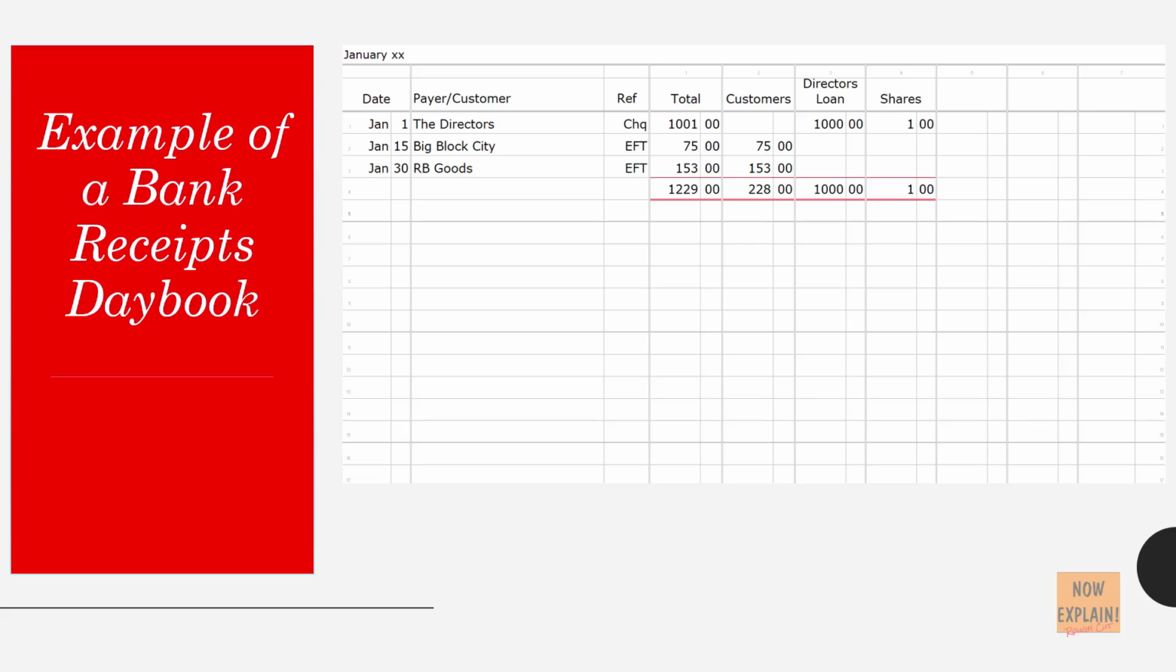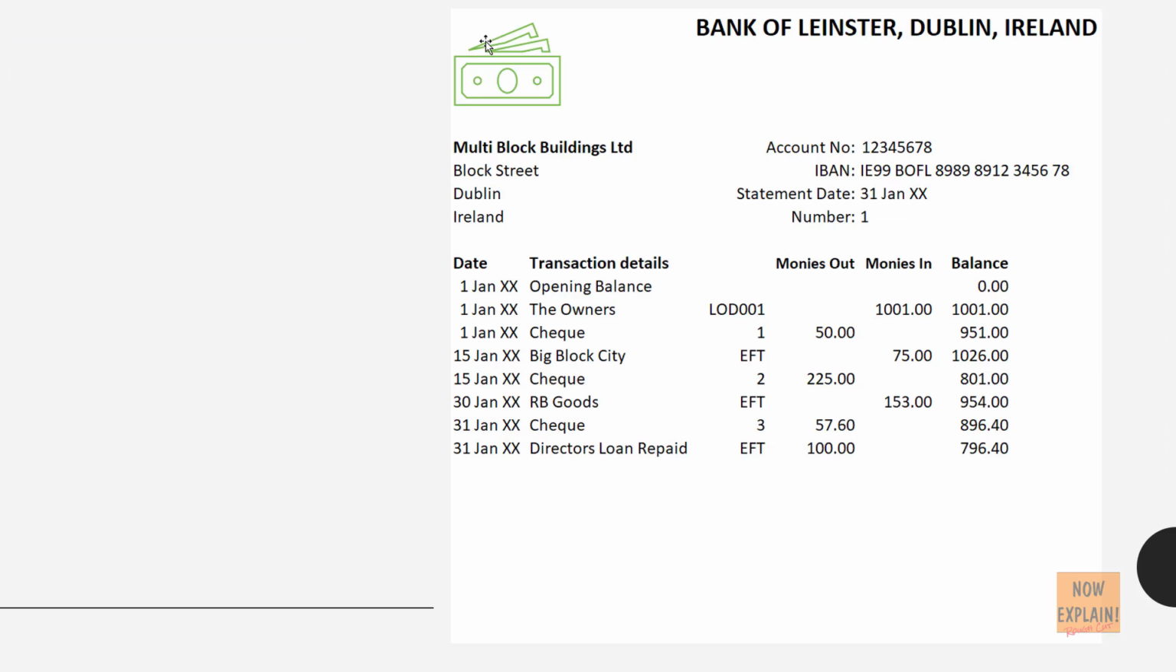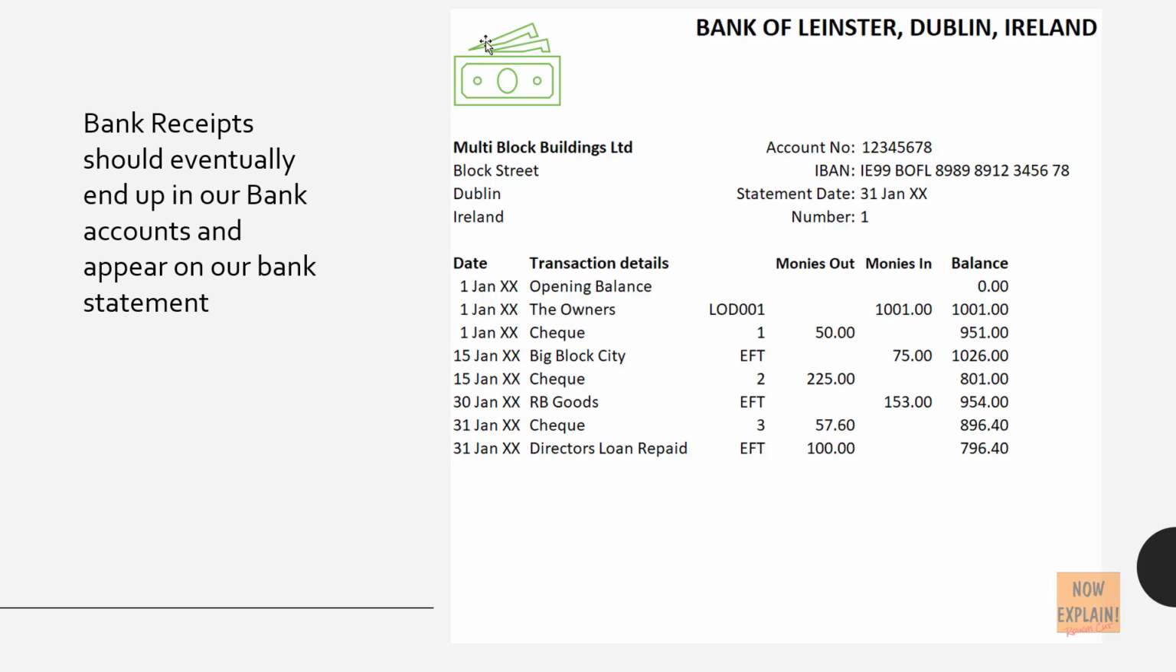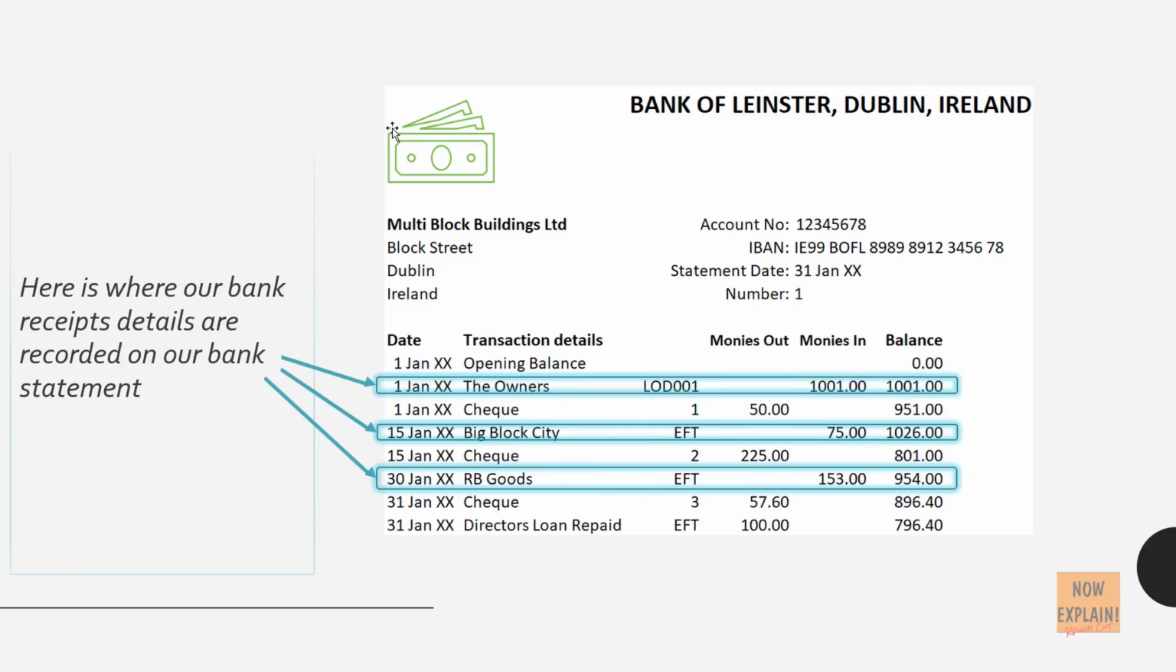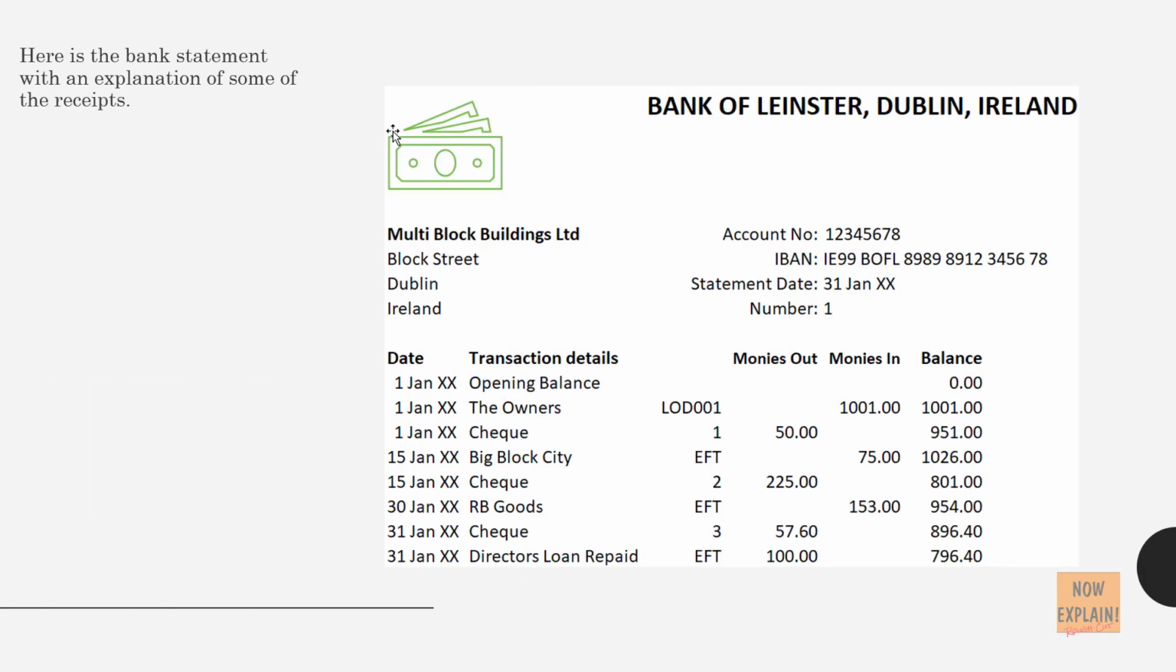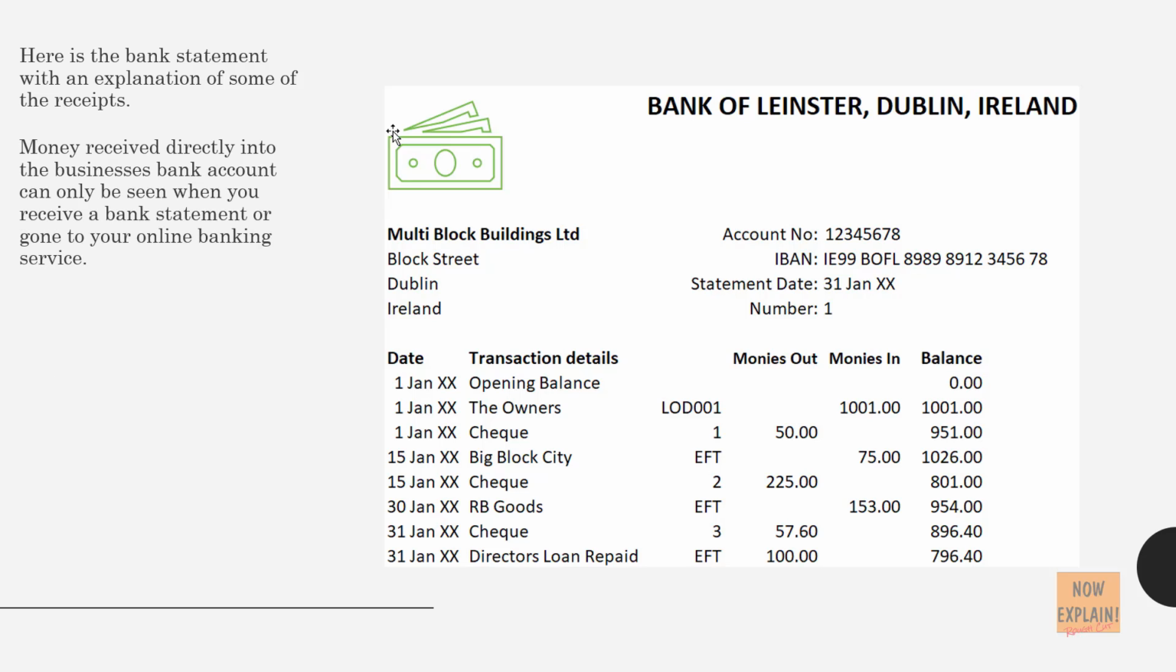Example of a bank receipts daybook. Bank receipts should eventually end up on our bank accounts and appear on our bank statement as shown. On screen, here is where our bank receipt details are recorded on our bank statement. Here is the bank statement with an explanation of some of the receipts. Money received directly into the business's bank account can only be seen when you receive a bank statement or go to your online banking service.